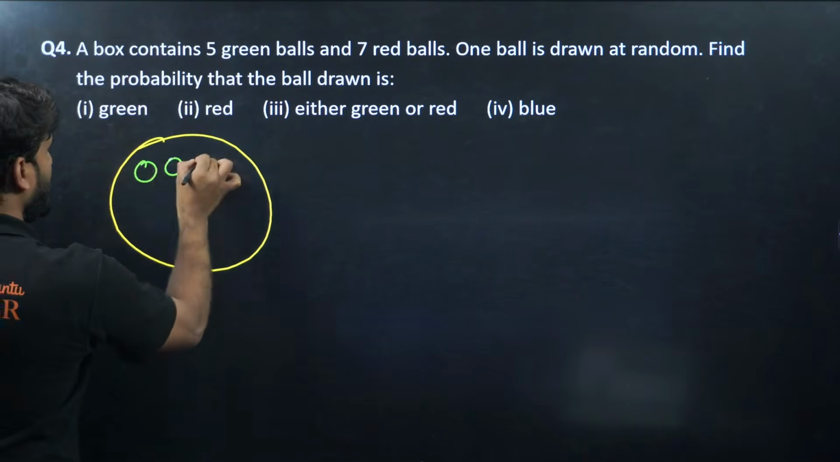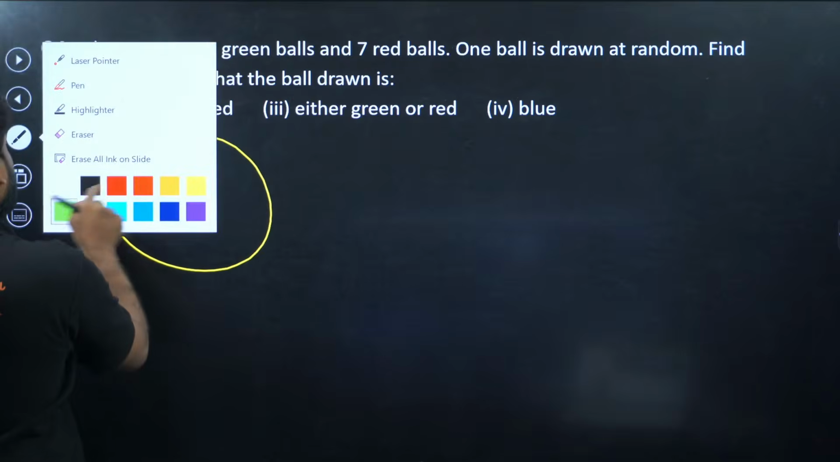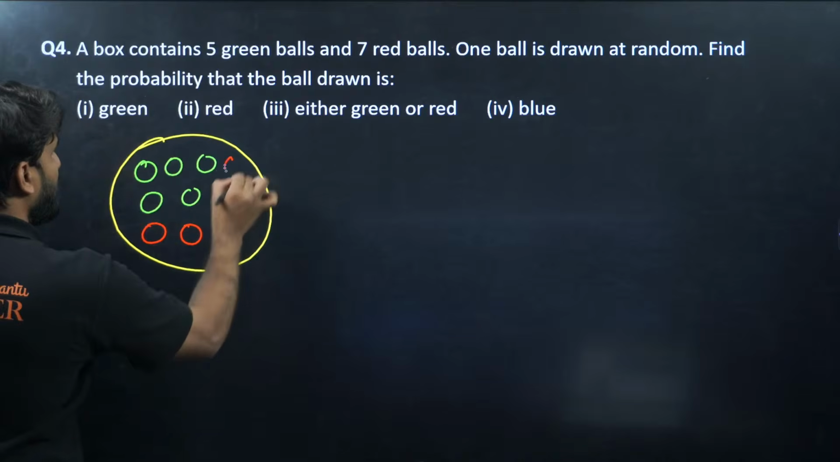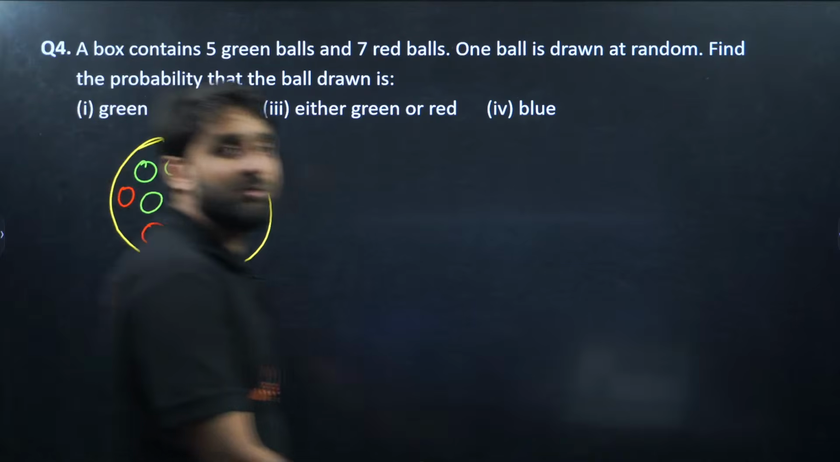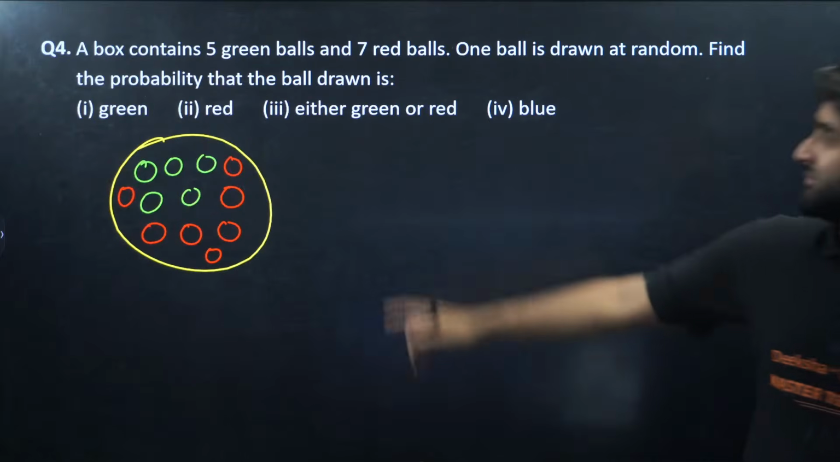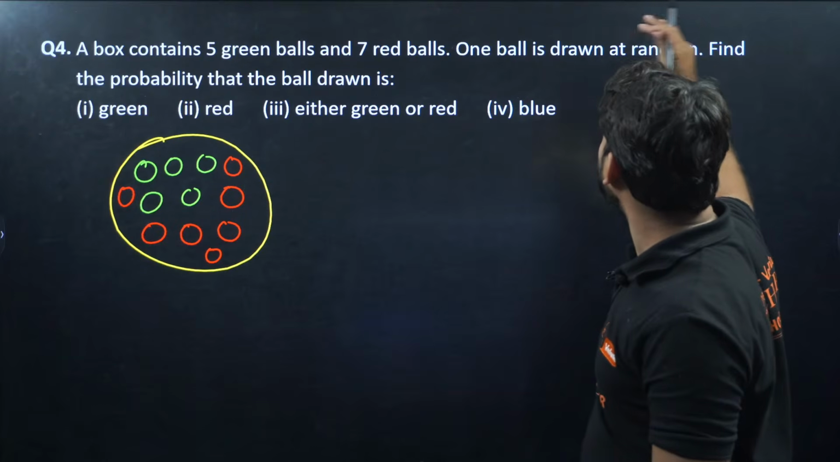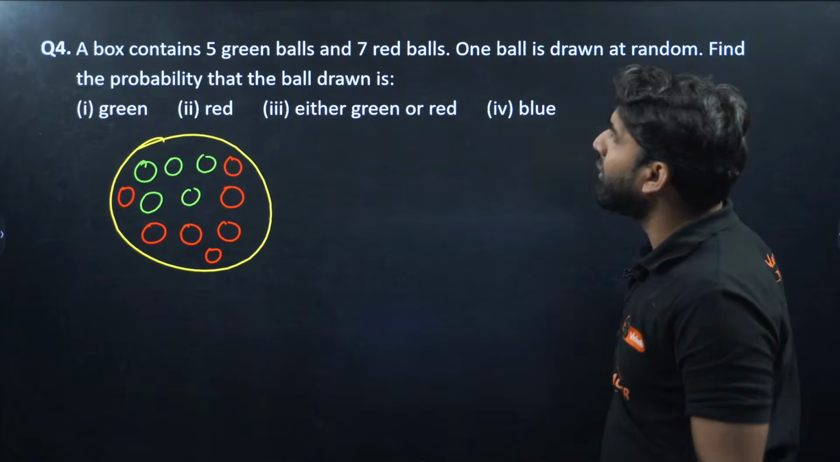1, 2, 3, 4, 5 green balls and 7 red balls. Okay, 7 red: 1, 2, 3, 4, 5, 6, and 7. How many red balls? 7 red balls. 5 green balls and 7 red balls. One ball is drawn at random. Find the probability that the ball drawn is this.